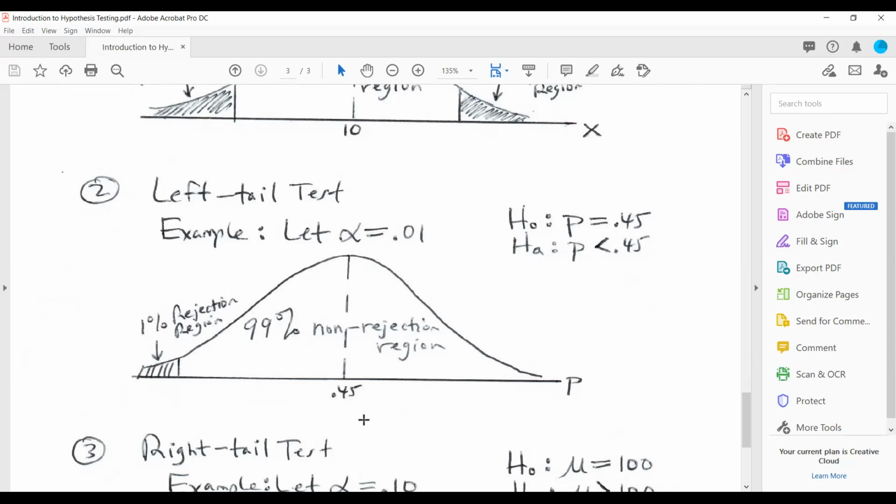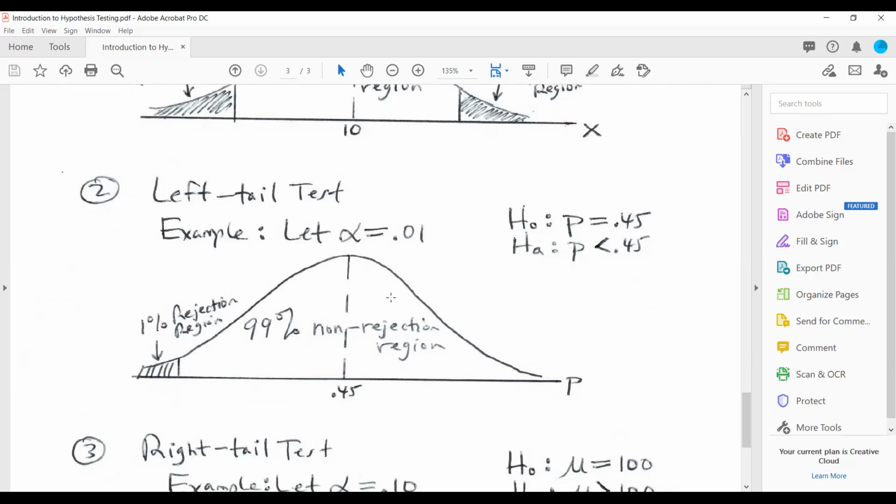However, if we get a sample proportion that is less than 0.45, but not significantly far away, for example, 0.40, let's say 0.40 is in this non-rejection region, this white region, then we would say there's not enough evidence to conclude that the population proportion of 0.45 is not true. Okay, there's not enough evidence to reject it, and therefore we're not going to reject the null hypothesis. Remember, it does not mean that we accept the null hypothesis as true. We just don't reject it because it's still possible that it's false.